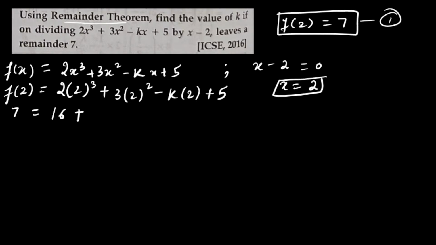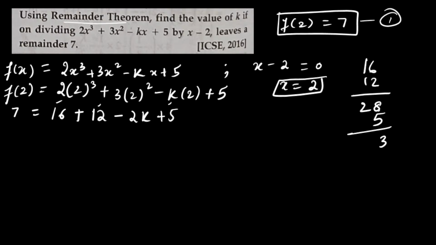Plus 2 into 2, 4. 4 into 3, 12. Minus k into 2, 2k plus 5. So like terms we can simplify now. As 16, 12 and 5, these are like terms. So 16 plus 12, we can add now. 28. 28 plus 5 also we can add. 8 plus 5, 13. 33. So 33 I'm getting. So 7 is equal to, all these I've added, 16 plus 12 plus 5. After adding them I'm getting 33 minus 2k as it is.